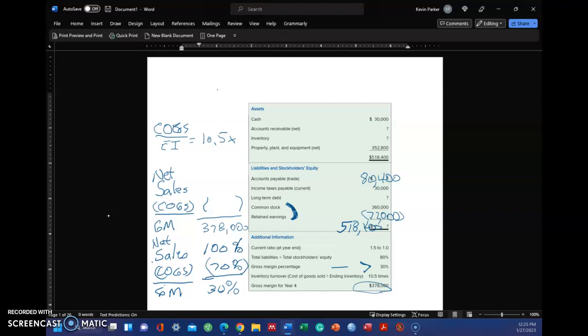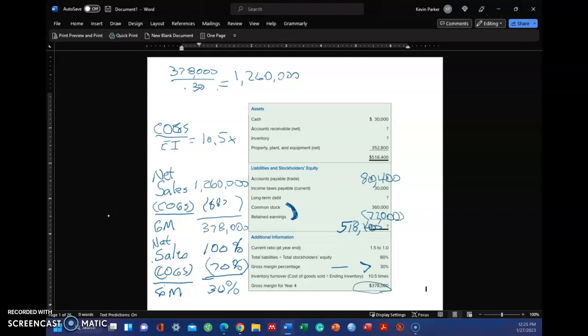All right. So we need to divide gross margin by 378. So 378 divided by 0.3 will give us sales, which is 1,260,000. So I put sales there. So now we can take 0.7 times 1,260,000, or you can take 1,260,000, subtract 378 to get cost of goods sold. Either way, I'm happy either way.